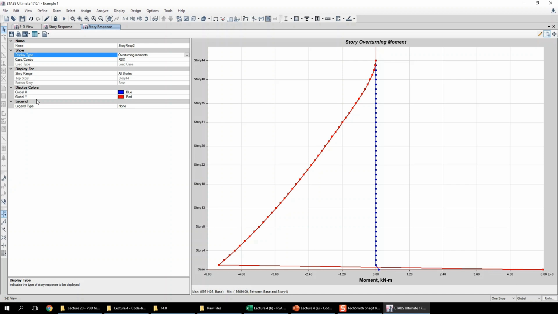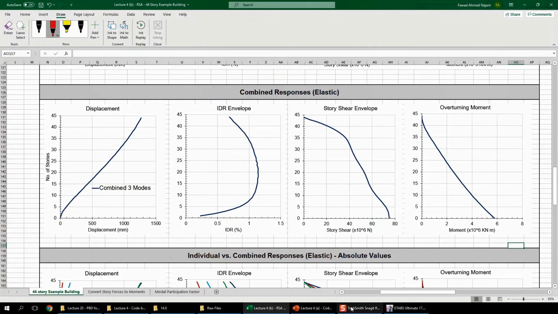So let's check it with the Excel sheet, and we have these absolute moment values, and they are very close to this 6 into 10 raised to power 6 kilonewton meters, which we are getting from ETABS here. So we have confirmed that our global responses, which are combined from all vibration modes, are matching very closely with what we are getting in ETABS.